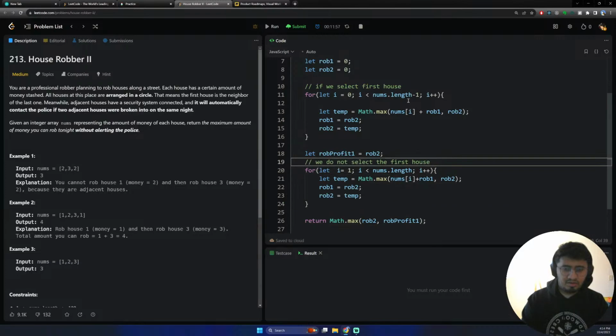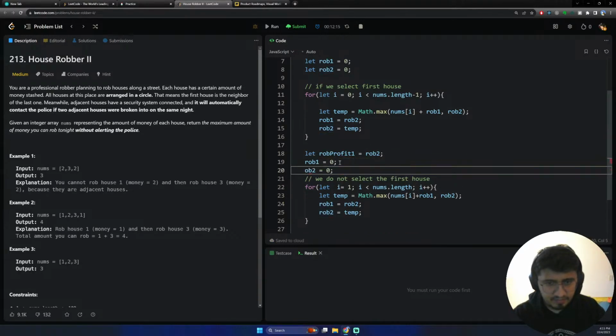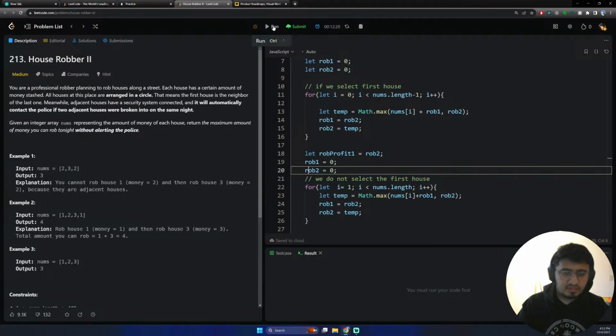So we also need to reset rob1 and rob2 to 0, so that, yeah. Okay, let's try and run this. Okay, yeah, it is accepted. 3, 3, and submit.